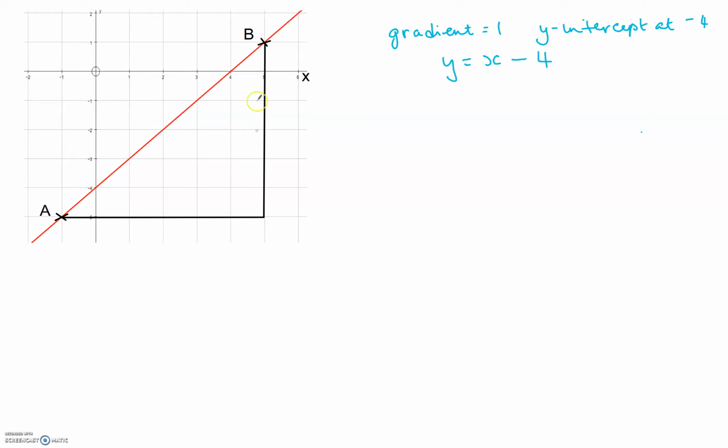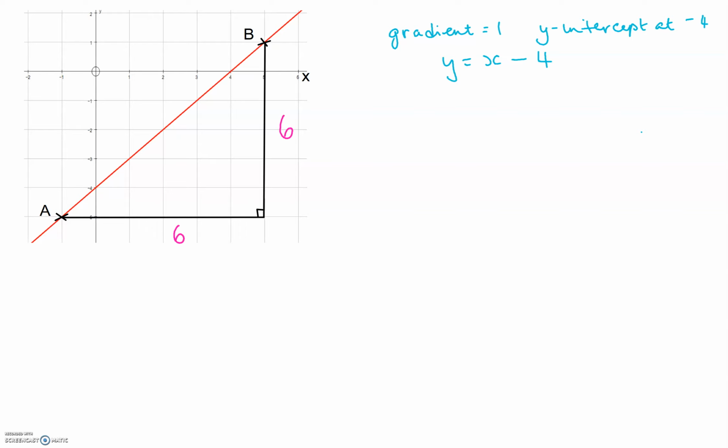I'm going to first of all draw in a right-angled triangle. The sides of the right-angled triangle are given by the differences in our x and our y coordinates. Or we can just count the squares. And you can see that the distance along the bottom is 6 squares: 1, 2, 3, 4, 5, 6. That's the difference between our x coordinates. And the distance going up is the difference between our y coordinates, which is also 6 squares.